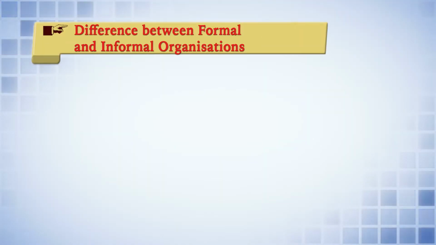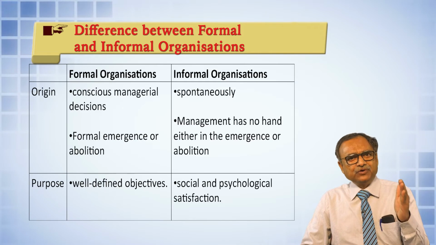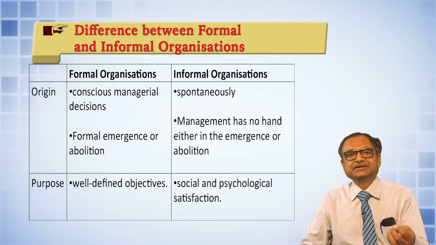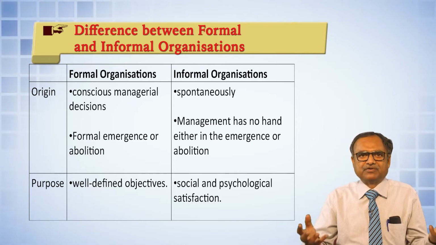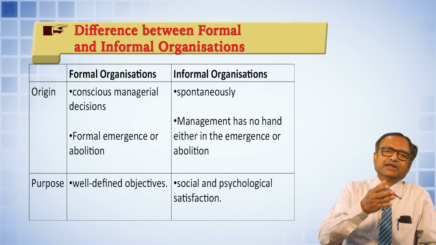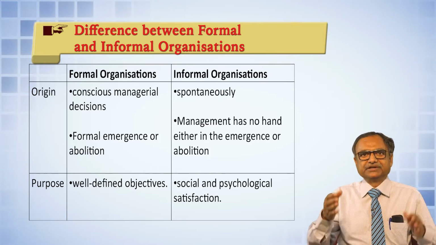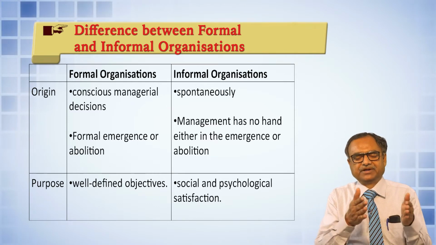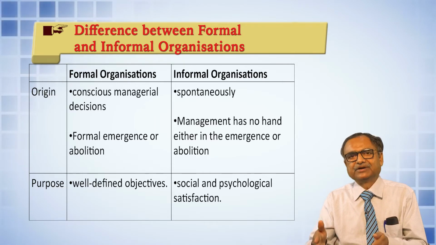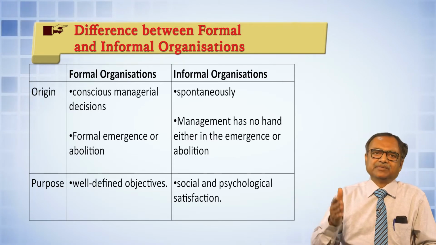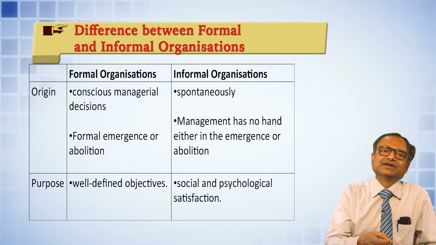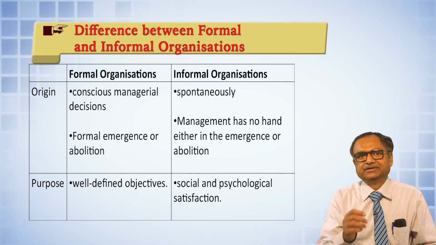Now, let us see the difference between formal and informal organizations. Based on origin, in the formal organization there is a conscious managerial decision to form it. Obviously, the management forms the organization and the different departments. There may be a manufacturing department, marketing department, HR department, finance department, logistics department, etc. All these departments are created formally in the formal organization.